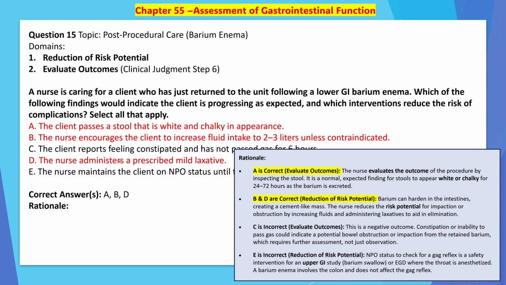You see two different NCLEX domains here, because the barium can harden in the intestine, creating a cement-like mass. The nurse reduces the risk potential for impaction or obstruction by increasing fluid and administering laxative to aid in elimination. So here you see why the other option is incorrect.